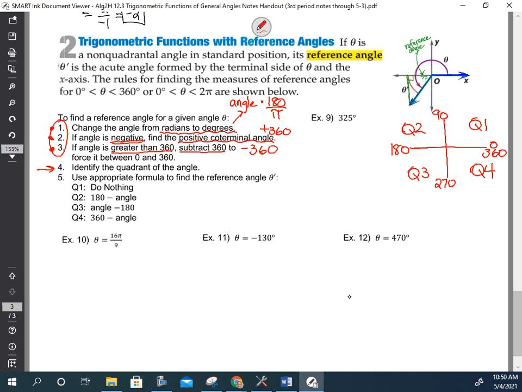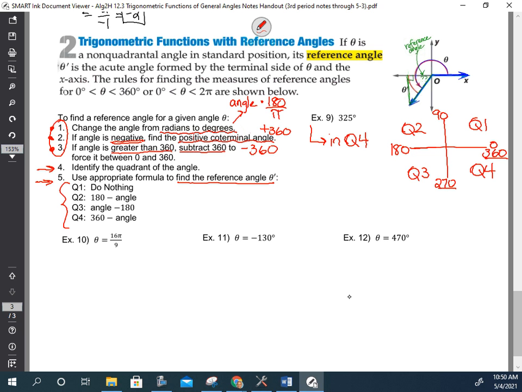So you first have to figure out where this angle is located. It's 325 degrees. It's between 270 and 360, so this is in quadrant 4. So that's in quadrant 4. Since it's in quadrant 4, for step 5, to find the reference angle, we follow the direction based off of where it's located.